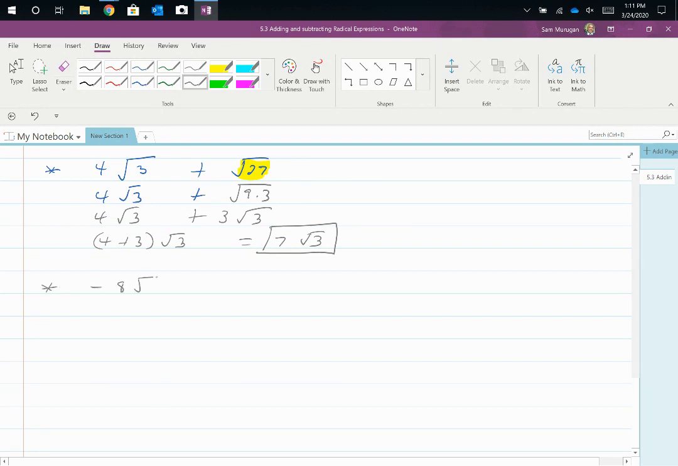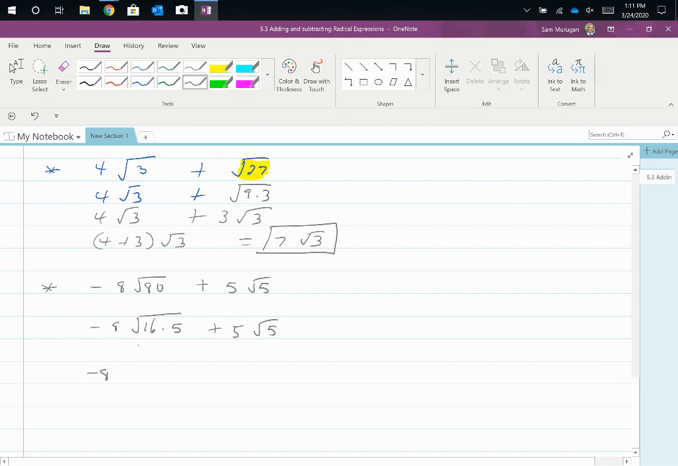Negative 8 square root of 80 plus 5 square root of 5. Radicals are not the same, but the square root of 80 can be simplified. Negative 8, 80 is 16 times 5, plus 5 square root 5.